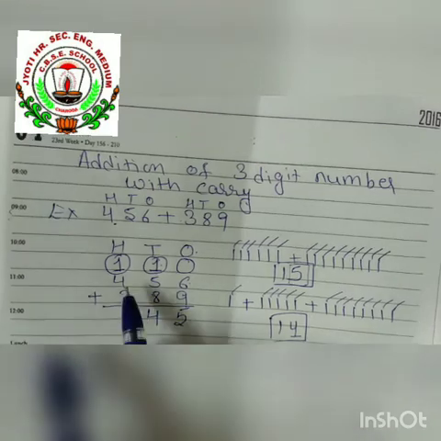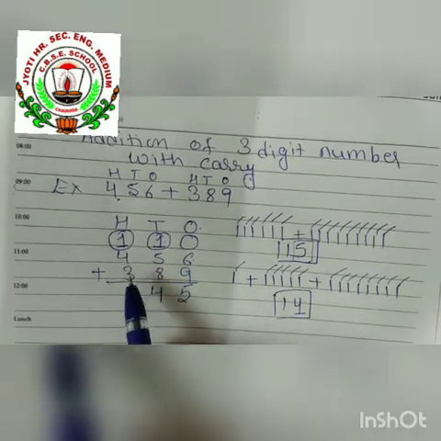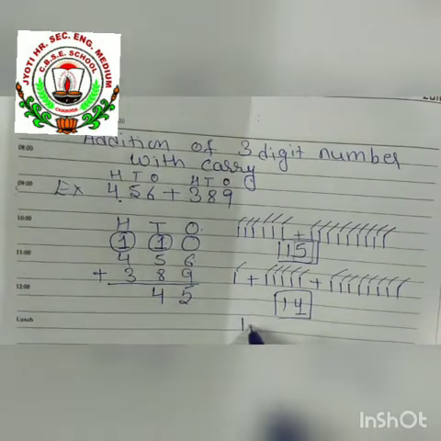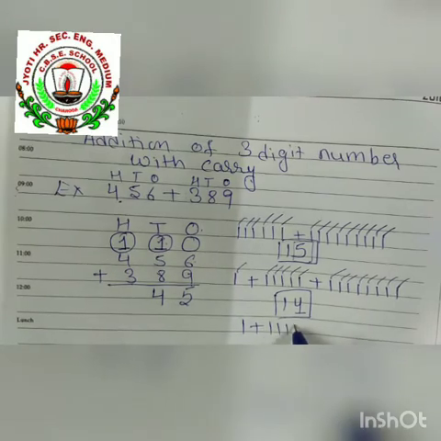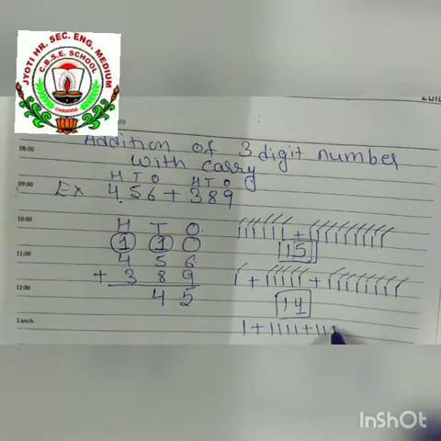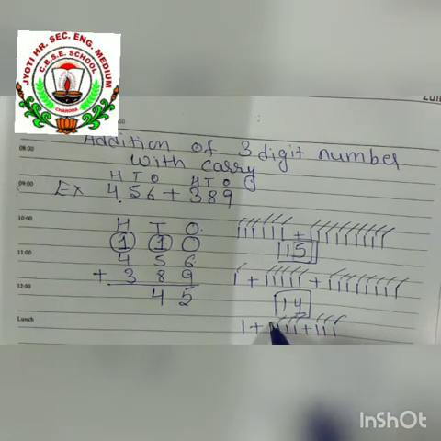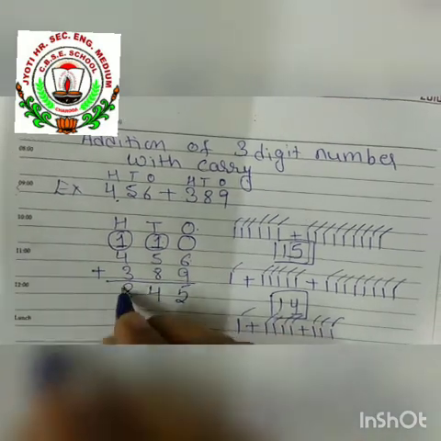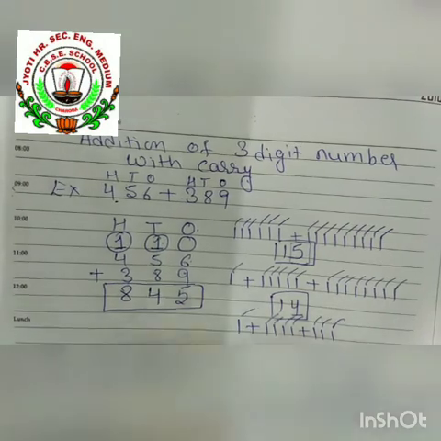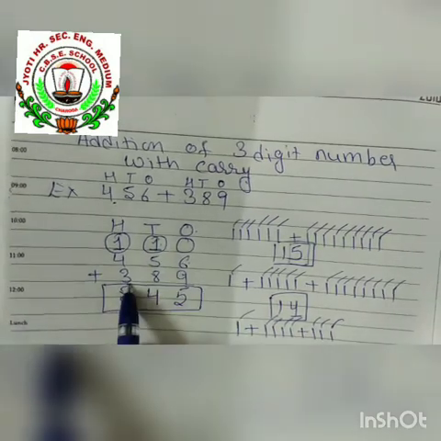Again we will add 1, 4 and 3. So 1, then 4 lines, 1, 2, 3, 4, then 3 lines, 1, 2, 3. Now the total is 1, 2, 3, 4, 5, 6, 7, 8. So how much did we get on adding 456 to 389?